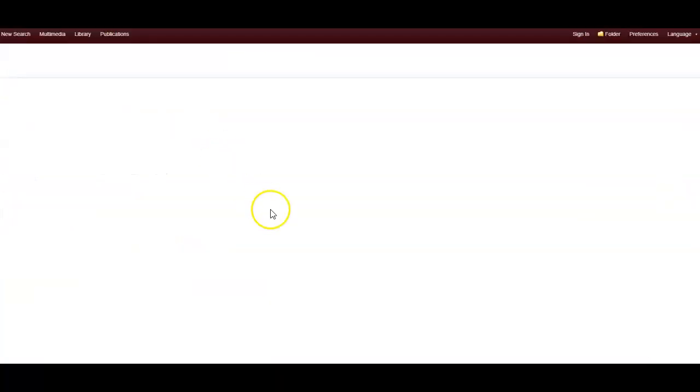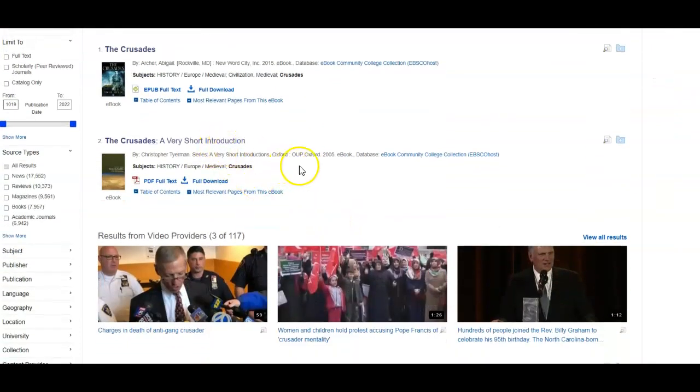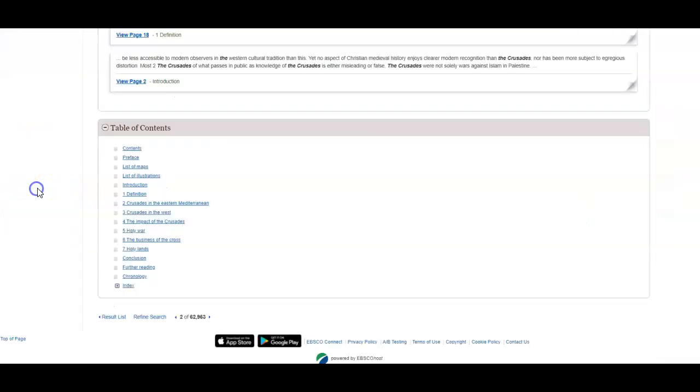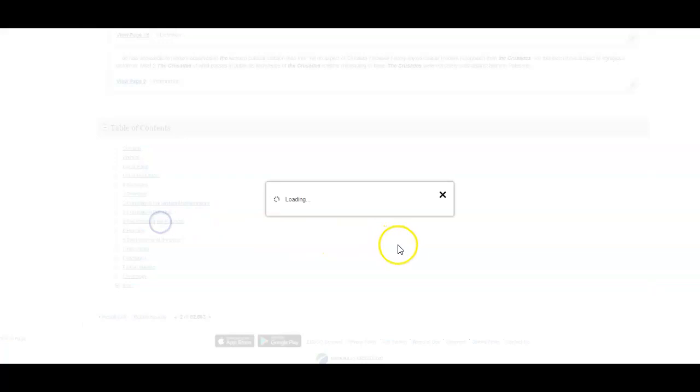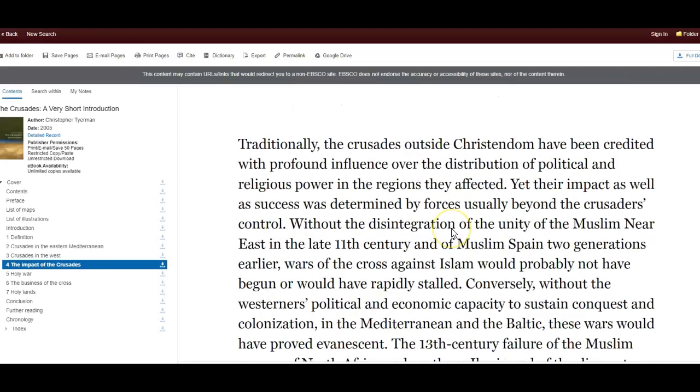There are some further ones about the Crusades here. This one gives you a short introduction to them. Again, this is also an ebook. I should just click on table of contents, what I wanted. If you go here, it gives you the impact of the Crusades. Yeah, that's what I was looking at. The impact of the Crusades. So as part of the question, I asked you to discuss the impact that the Crusades had.